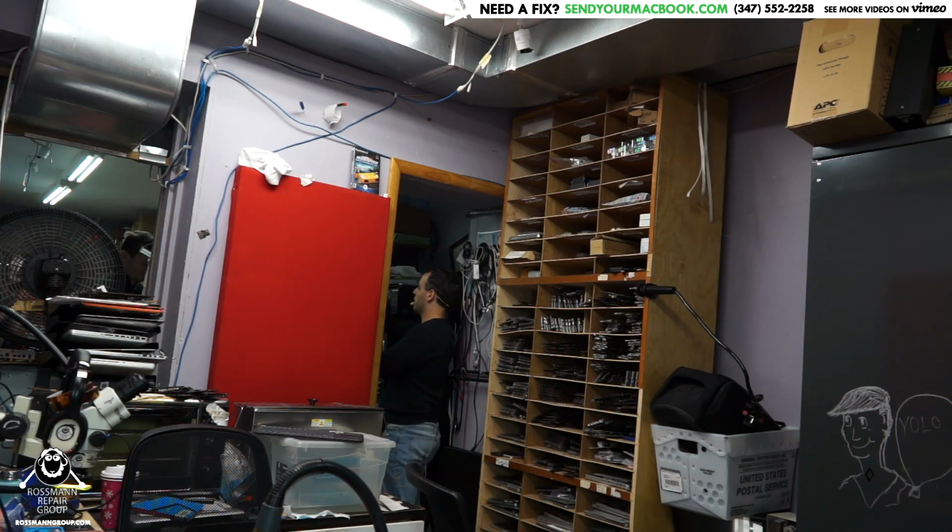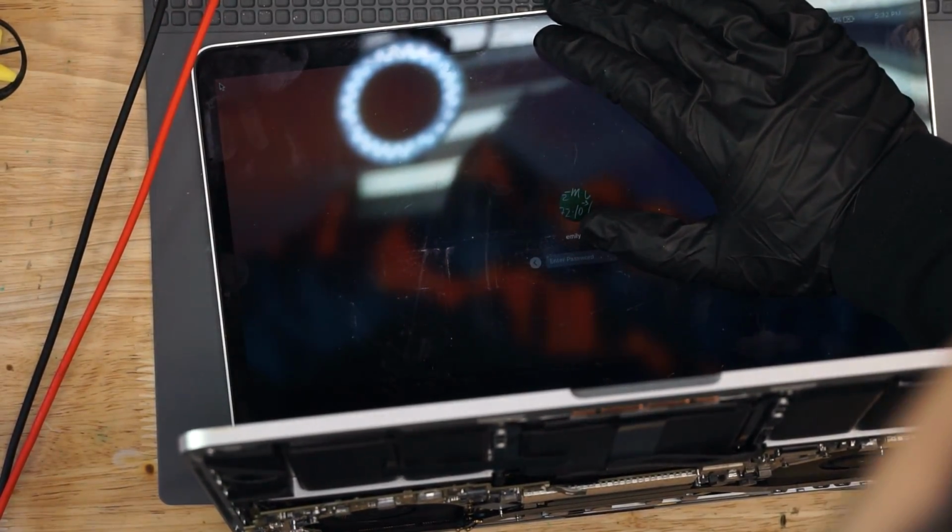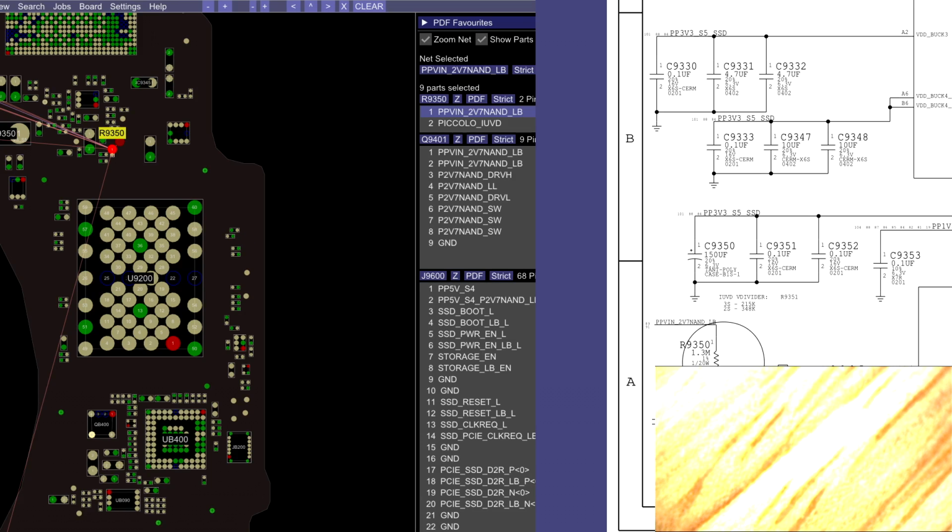I'm gonna hit Alt with the red Nerf gun and F4 with the blue Nerf gun. So as you can see over here, this has booted up into the operating system. It says Emily. I'm covering the last name for privacy purposes, but this is indeed now fixed. It's seeing an SSD, so it looks like they had an issue with one resistor up here, R9350. Let's take a look at that on the schematic and board view and see what that's for.